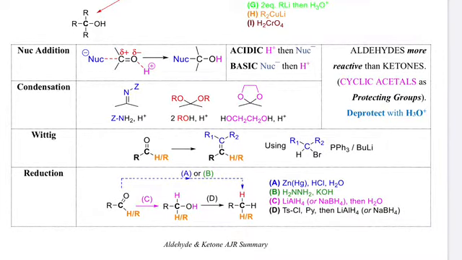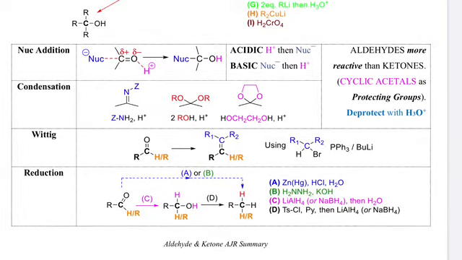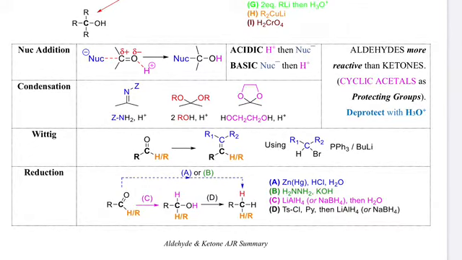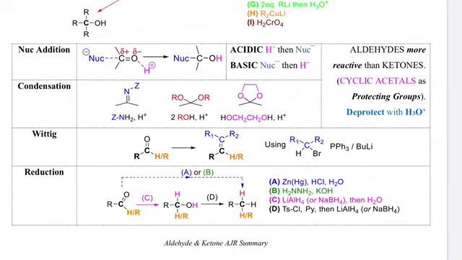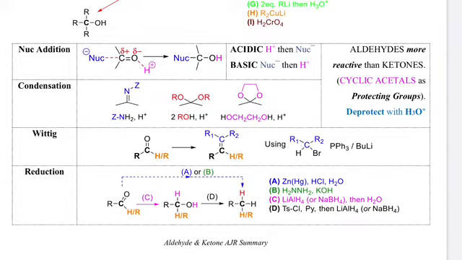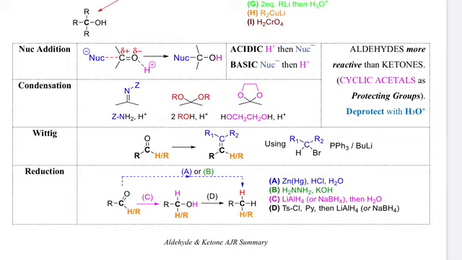At the bottom of that summary page, we then have the Wittig reaction, which is really just a nucleophilic addition that then goes awry. The reason why it's a famous reaction is it makes alkenes. Obviously, carbon-carbon double bonds, very important. And then at the bottom of that page, we have the reduction section.